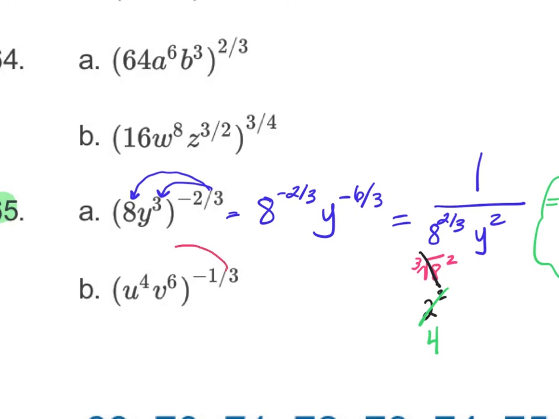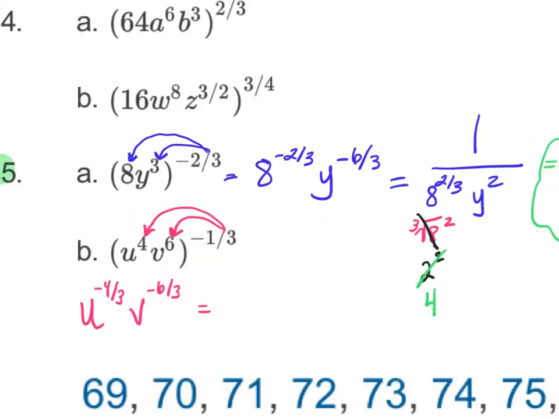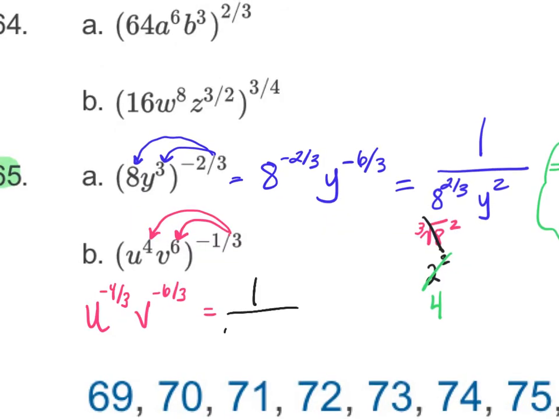This negative 1/3 goes to the u and to the v. So this is the same as saying u to the negative 4/3 and v to the negative 6/3. I have a negative exponent. What immediately should you do? Put it over 1. Good. So it's 1 over u to the 4/3 v squared. Where did I get squared from? 6 over 3. Yep. Why am I going to leave u to the 4/3? Why am I not going to change it to a radical?